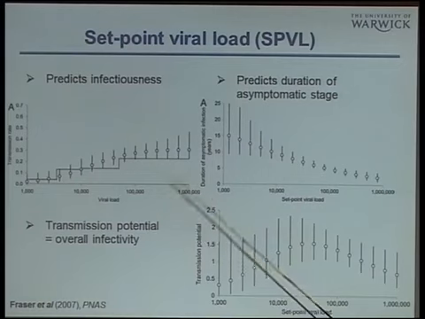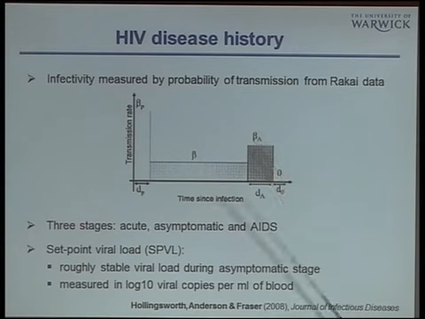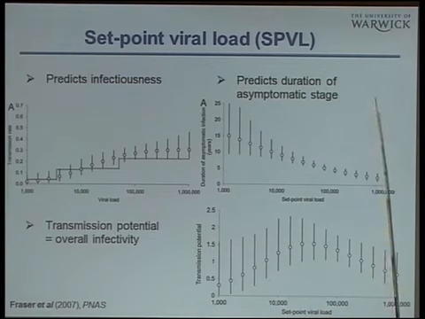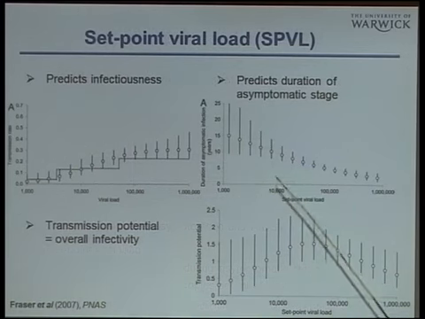So it varies a lot between individuals. This is roughly stable in an individual, but between individuals it changes quite a lot, by really orders of magnitude. And so if you have here on the x-axis the viral load, then it seems that individuals with a larger viral load transmit more, which is kind of reasonable, but also individuals with a very high viral load have a very, very short duration of this stage and very rapidly progress to AIDS. So viral load also predicts how fast you're going to move to AIDS and therefore how short your life is.